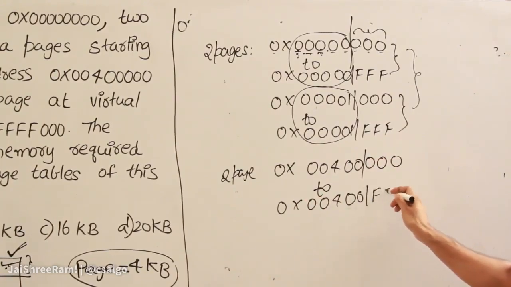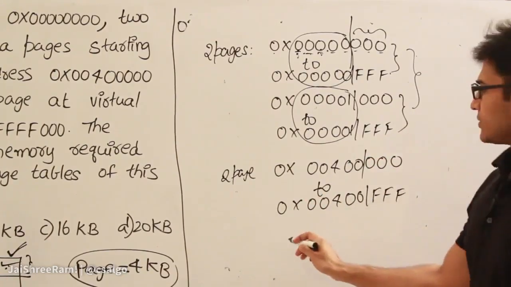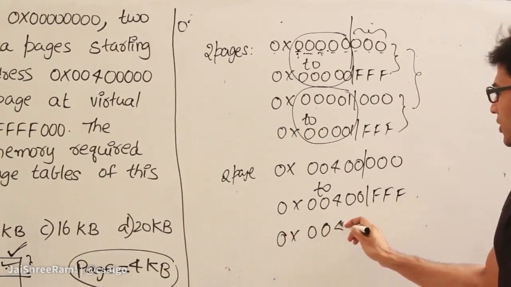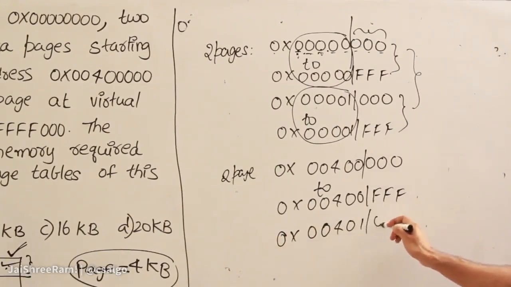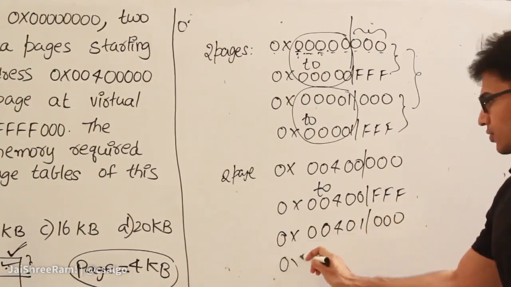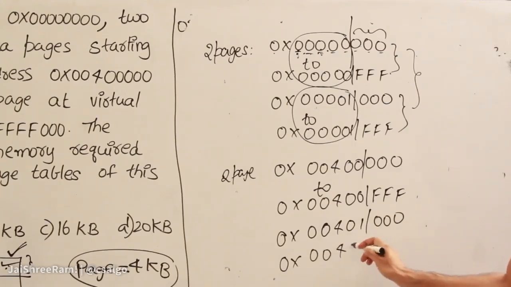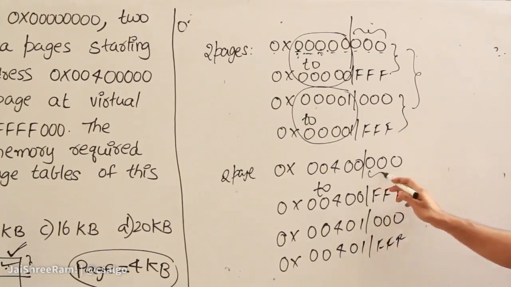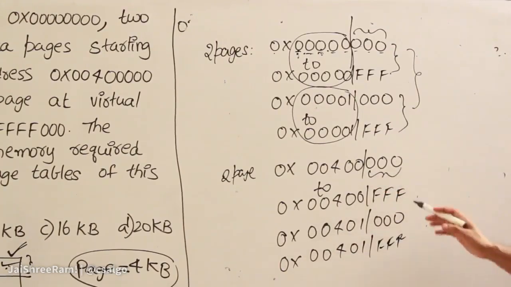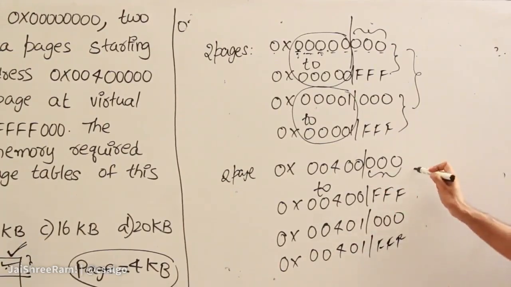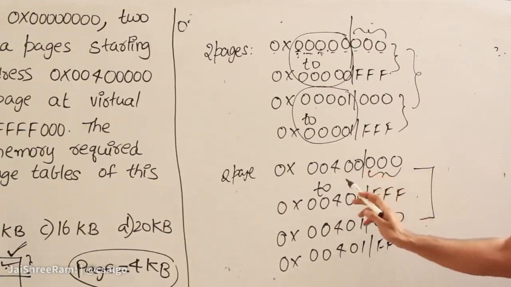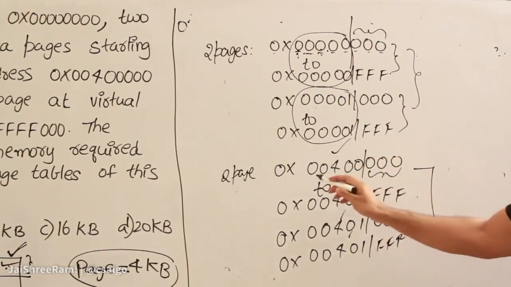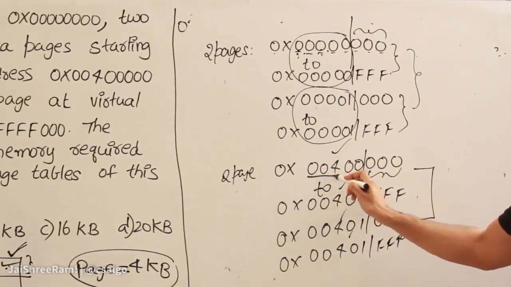and the second one is going to start at 0x00401000 and end at 0x00401fff, with all ones. It is going to start with all zeros in the offset and end at all ones, right? Now if you look at these two pages, this is the page number of the first page and the second page, right? These two pages have the same most significant 10 bits.